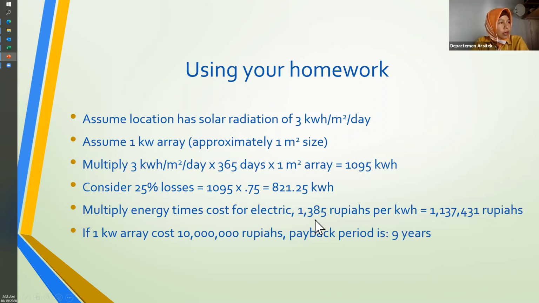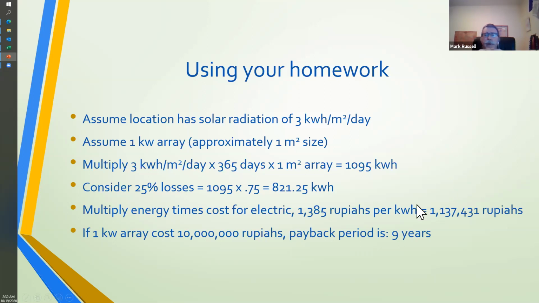Also 960. I'm not really sure, I will check again. Okay. And so if we estimated that it costs 10 million rupiahs per kilowatt array, and you're saving more than a million per year, you have a payback period of less than 9 years, which is actually very reasonable. Most photovoltaics last up to 20 years. And so as long as you're getting a payback in less than 10 years, it becomes a much more financially feasible option.